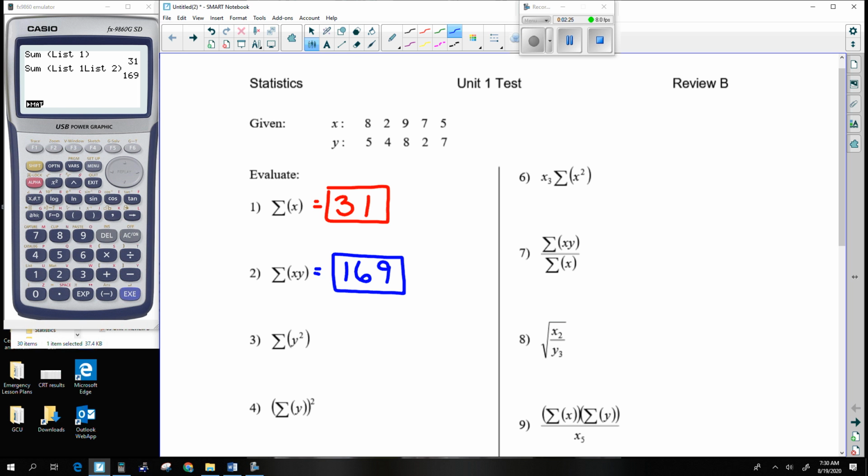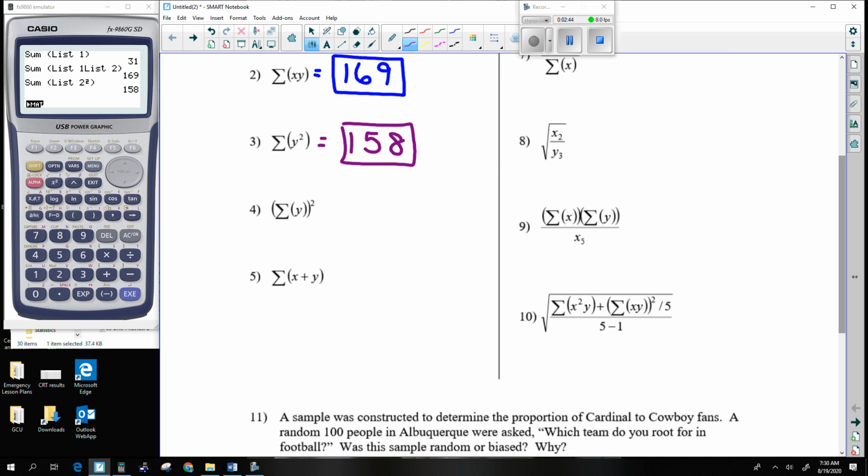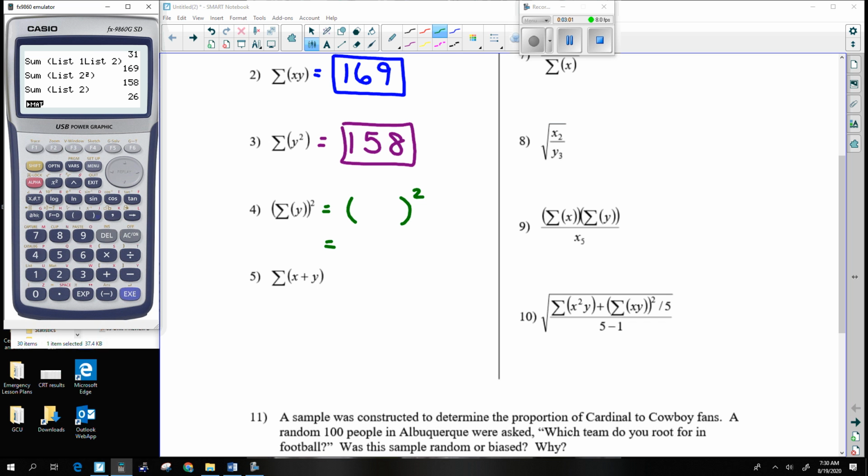Number 3 is the sum of Y squared. In number 4, I need to slow down a little bit, and I'm going to do this in 2 parts. The first thing I'm going to do is find the sum of Y and then square it. So the sum of Y, which is list 2, so that's the sum of Y squared.